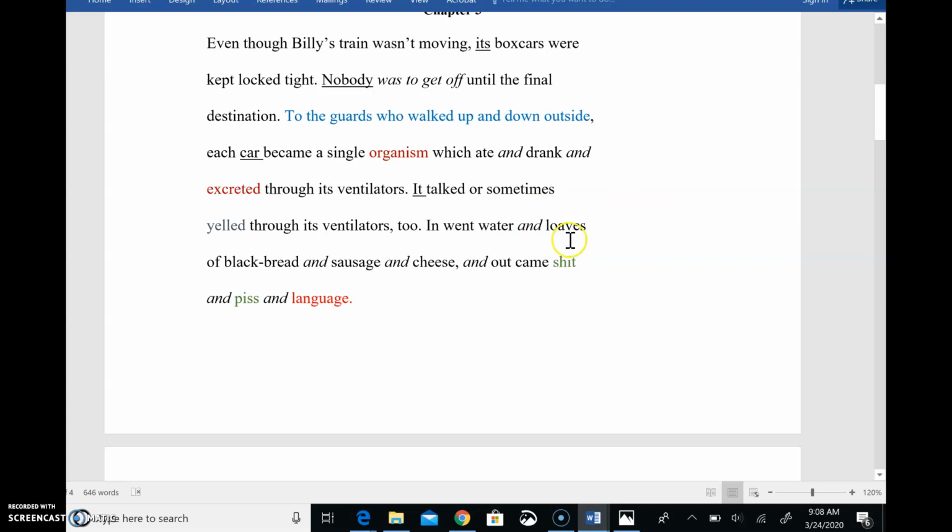Very good, Loretta. It creates a sort of rhythm and highlights how many things. It seems like more things than it would be if it were commas. "In went water, loaves of black bread, sausage, cheese, and out came shit, piss, and language" would not flow the same way. This creates a rhythm that is intentional, that highlights each of the things that is going in and coming out.